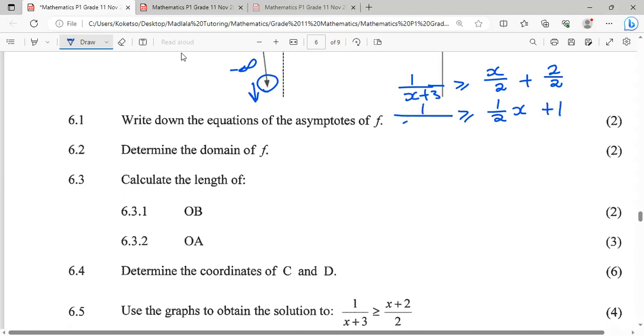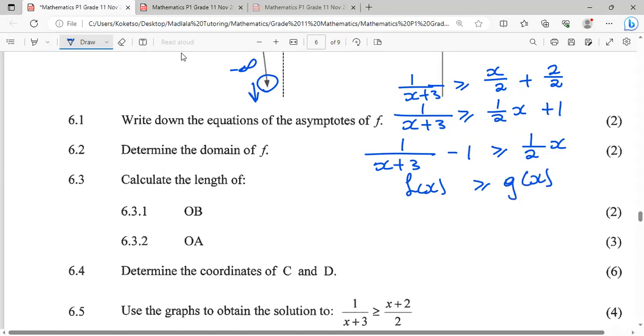Then I want us to take this positive 1 to the left so that it becomes negative. So we have 1 over x plus 3, minus 1, which is greater or equal to 1 over 2x, like that. So what we realize is that every time we see 1 over x plus 3 minus 1, we actually see f of x. And every time we see 1 over 2x, we actually see g of x.